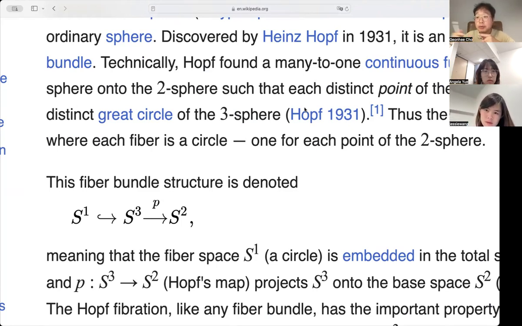It means the following. Whatever point you choose, this notation means... Sorry, you're sharing the Wikipedia page right now. Sorry. No, you're good. Sorry, I'm a little bit excited.